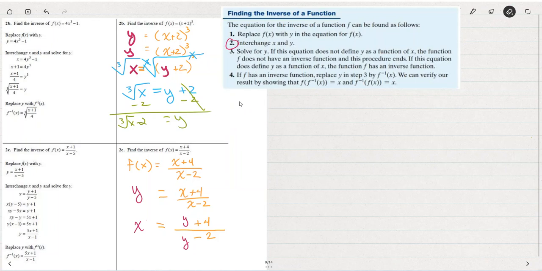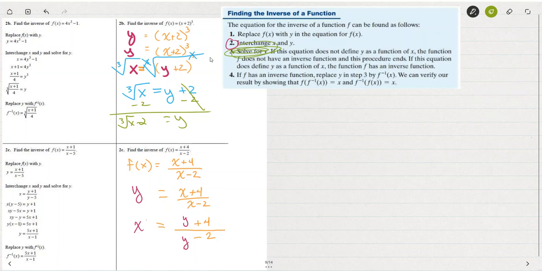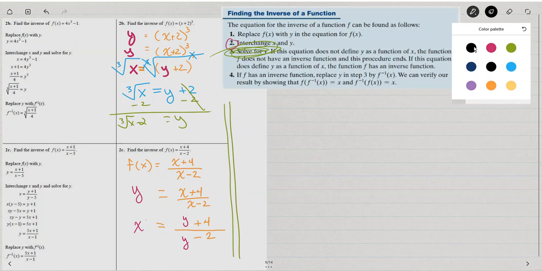Or, I'm sorry, what am I saying? Solve for, did you catch that? What do we want to solve for? Solve for y. Here it is, solve for y. So when we go to solve for y, this one's a little bit more complicated, but it's doable.